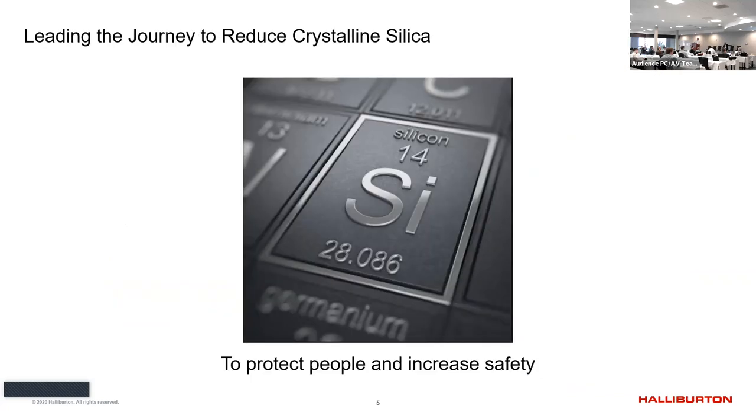So going back to the task we were given, one of the main reasons we want to remove crystalline silica is to increase safety and protect our employees and our customers, because a couple of years ago, OSHA came out with new standards for respirable silica. So we're trying to pull it out as much as possible, maybe not make a 100% replacement right away, but remove as much as we can. That's the main goal here. We always want to provide high performance cements, but we also want them to be safe for our people to produce and use.